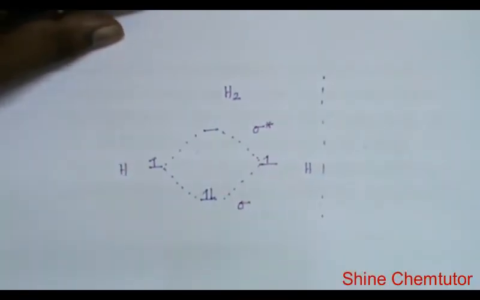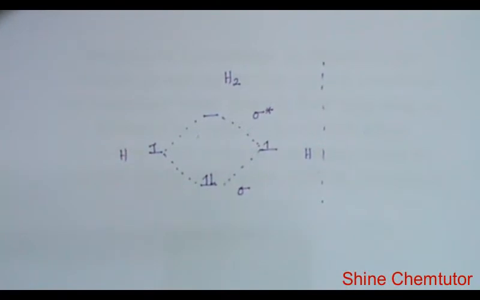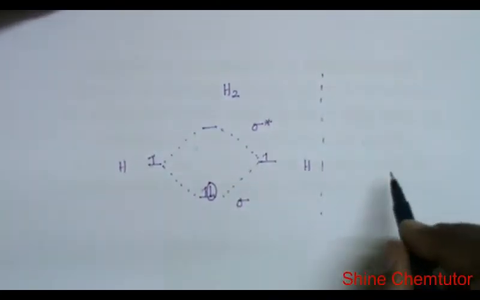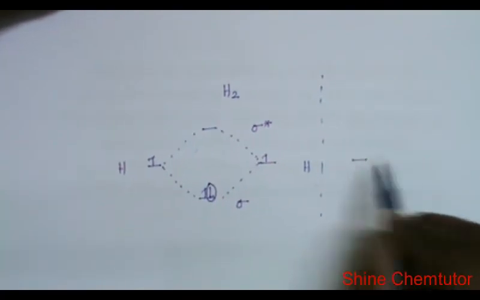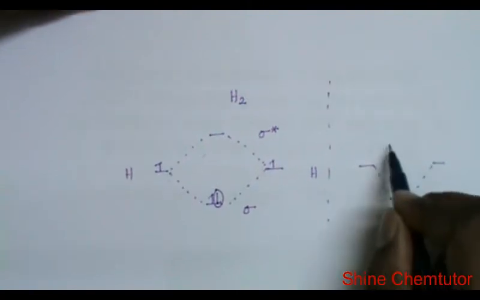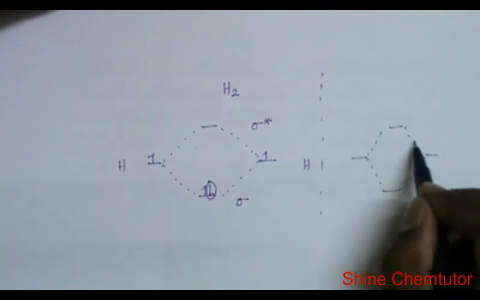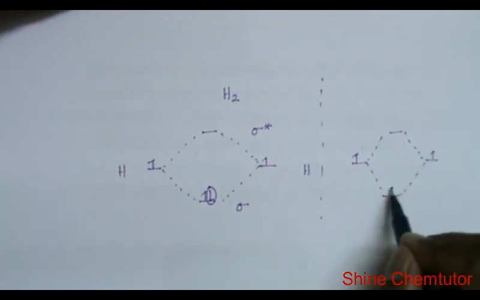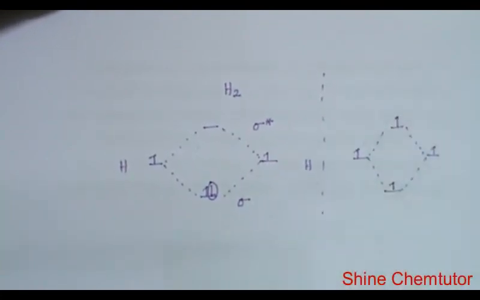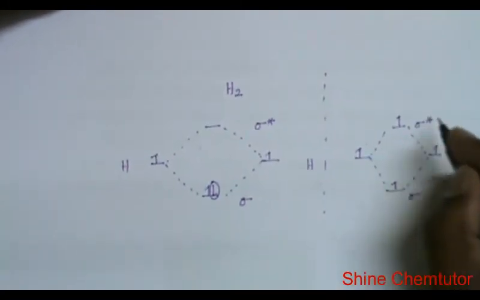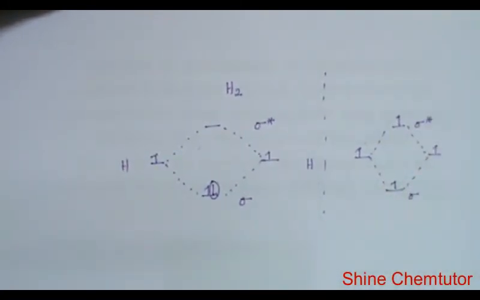Now they have mentioned it is an excited state. So what I do, I excite one electron to the sigma star. In such case, what I get is one electron here and another electron here. So this is sigma and this is sigma star. Now I have to find out the term symbol for this particular arrangement.